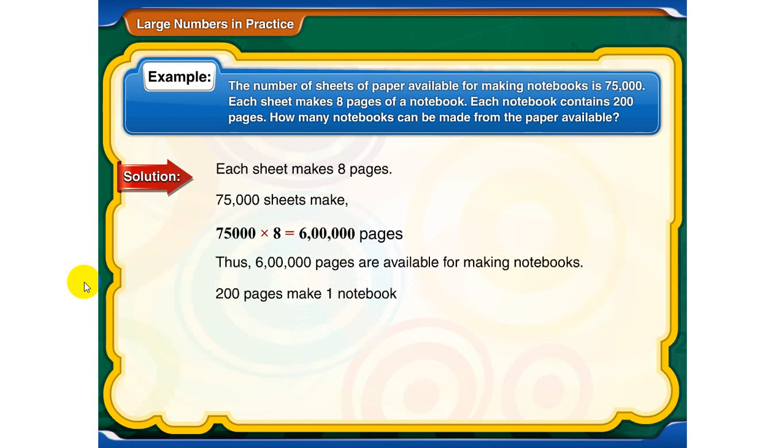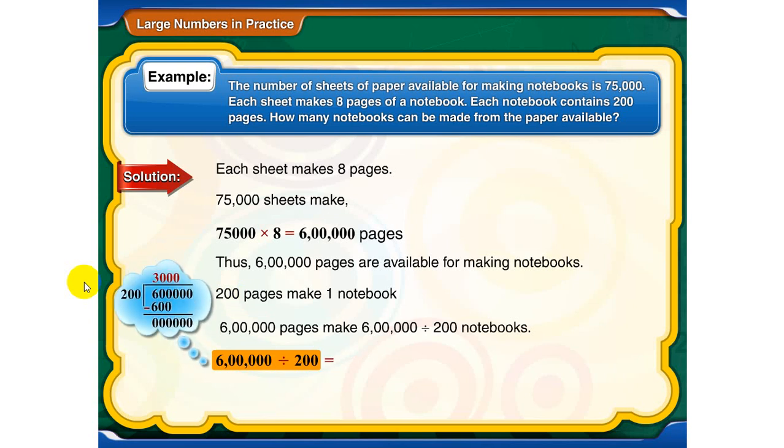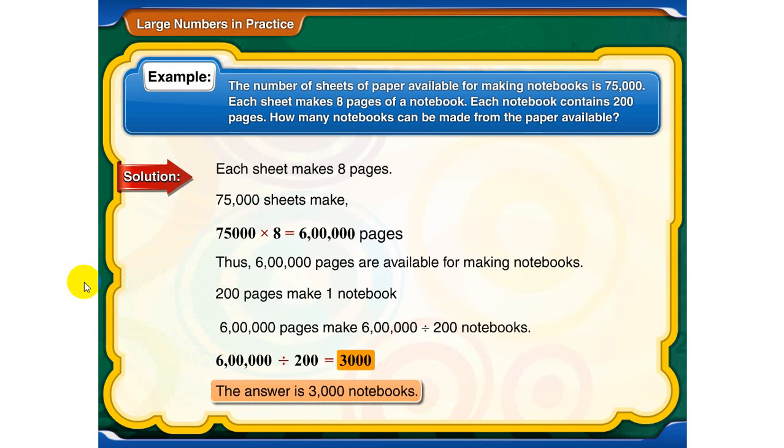Now, 200 pages make one notebook. Hence, 6 lakh pages make 6 lakh divided by 200 notebooks. Therefore, 6 lakh divided by 200 gives us 3,000. The answer is 3,000 notebooks.